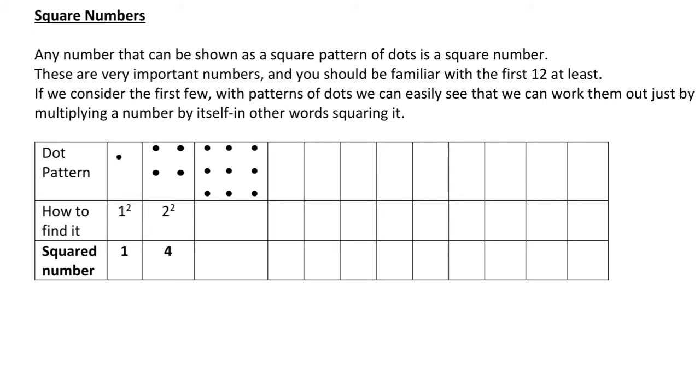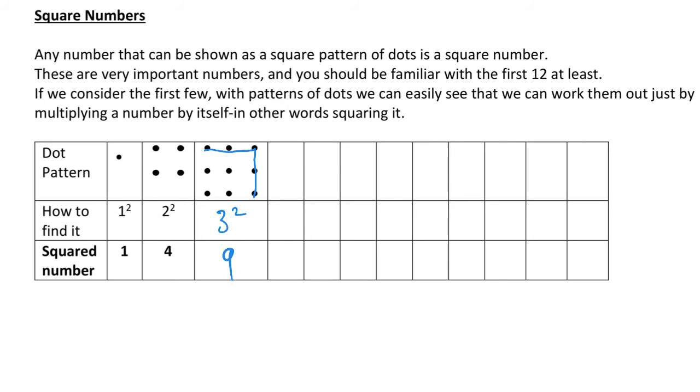Similarly with square numbers, a square number is any number that can be shown as a square pattern of dots. These are important numbers, and you should be familiar with the first 12 at least. If we consider the first few patterns of dots, we can easily see that we can work them out by just multiplying a number by itself. So the next one we can see is 3 squared. So there's 3 along the width and 3 in the height. So 3 times 3, or 3 squared, which works out to be 9.